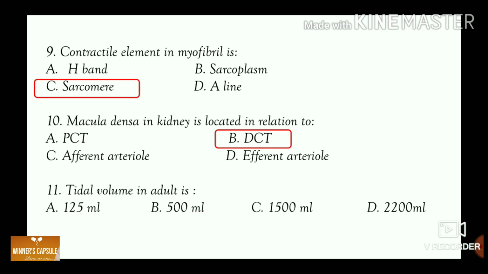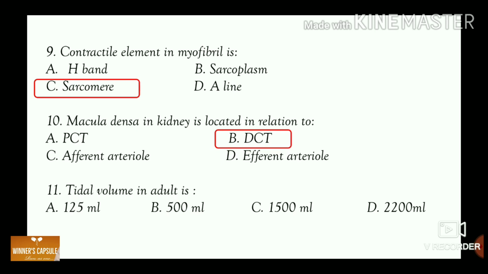So at the beginning of distal convoluted tubule, many cuboidal cells are tightly packed. So this part of distal convoluted tubule is called macula densa, and this macula densa lies near efferent arterioles. So macula densa in kidney is located in relation to distal convoluted tubule.